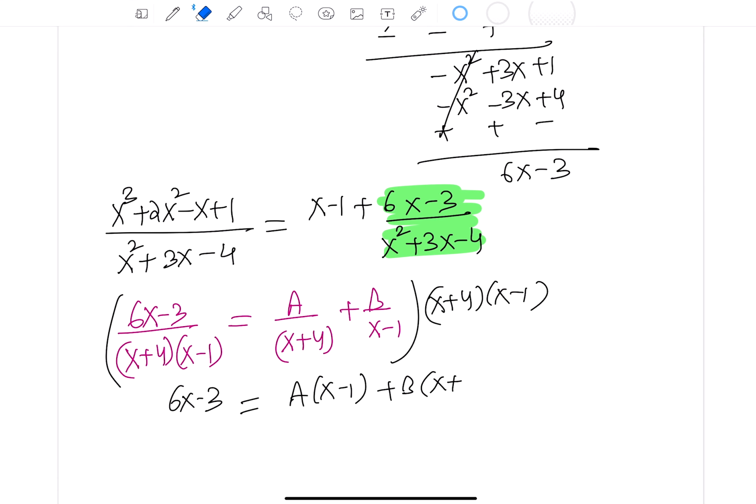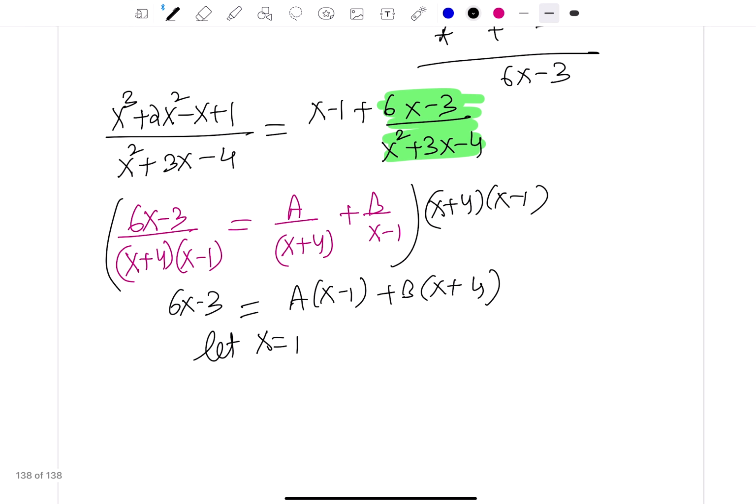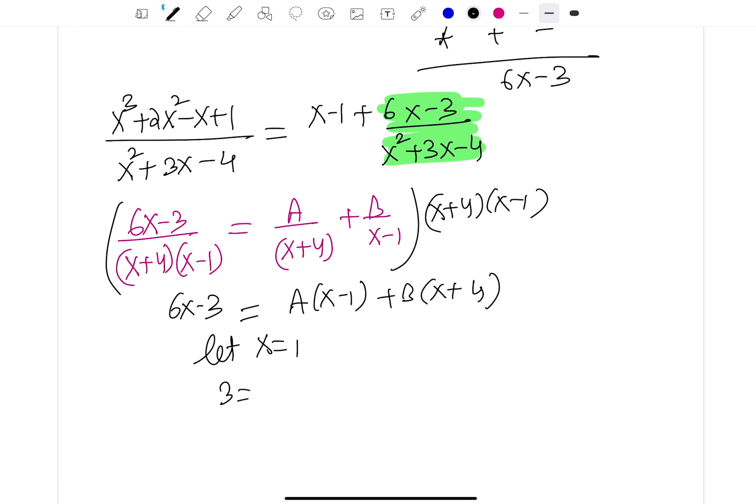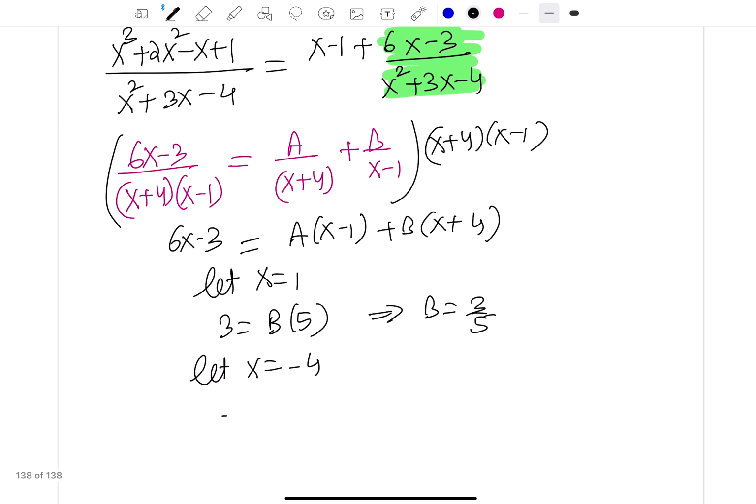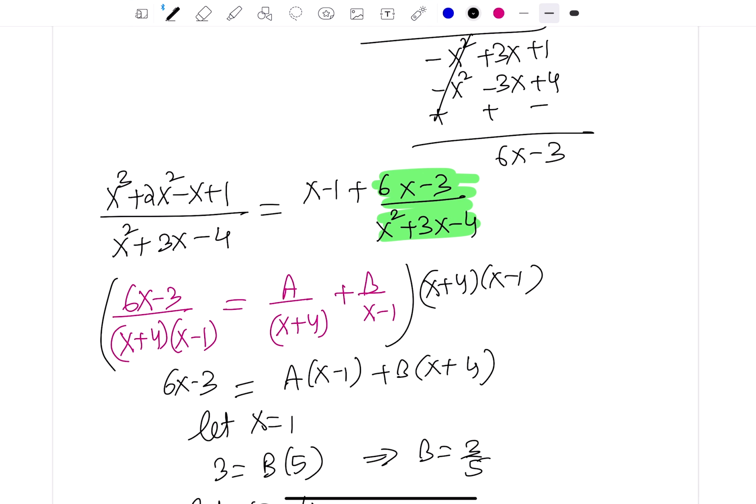We can do clever substitution here to find a and b. So let x be 1. That would give me 3 equals 5b. So b is 3/5. And we can let x be negative 4, which is negative 24 minus 3, negative 27, equal to a times negative 5. A is equal to 27 over 5. Right, so we do have our fraction decomposed.